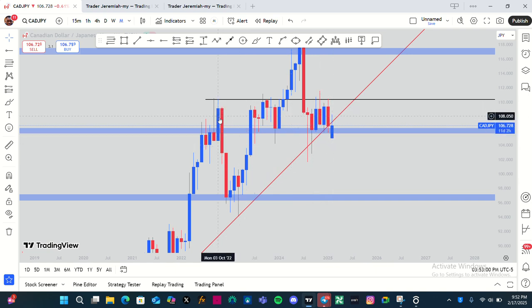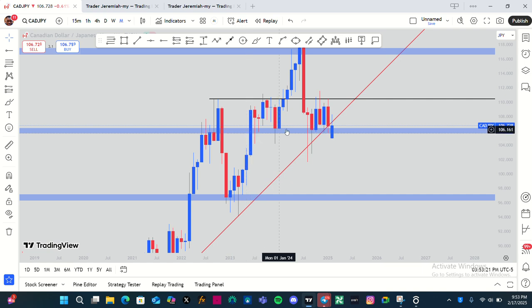So to identify the inverse head and shoulder, there will be a shoulder on the left hand side. As you can see, this was the first shoulder, and after that price will break higher and create the head. So this was the left shoulder, this was the head, and this was the right shoulder, as you can see.